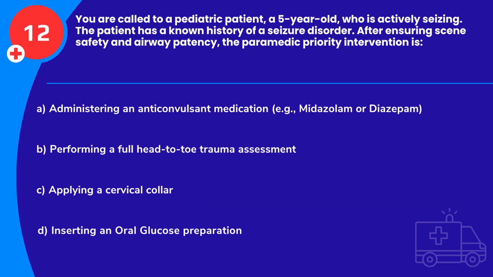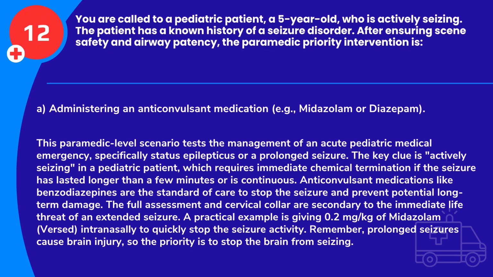Question 12. You are called to a pediatric patient, a 5-year-old who is actively seizing. The patient has a known history of a seizure disorder. After ensuring scene safety and airway patency, the paramedic priority intervention is A. administering an anticonvulsant medication, e.g., midazolam or diazepam. B. Performing a full head-to-toe trauma assessment. C. Applying a cervical collar. D. Inserting an oral glucose preparation. Answer: A. Administering an anticonvulsant medication, e.g., midazolam or diazepam.